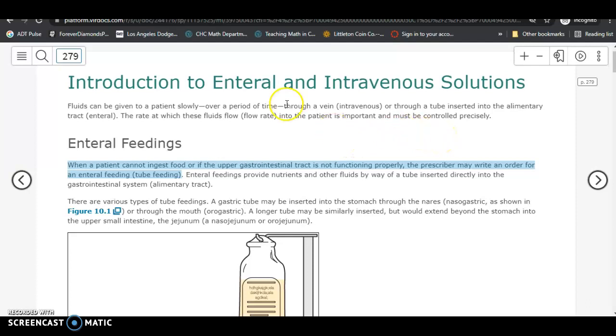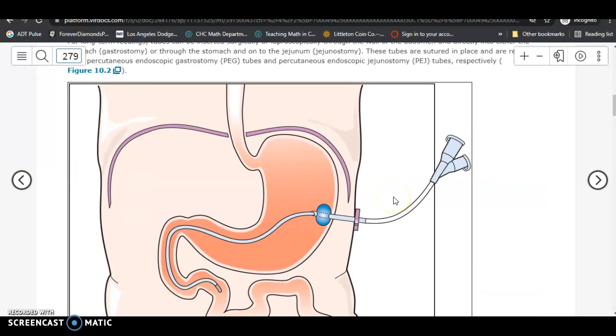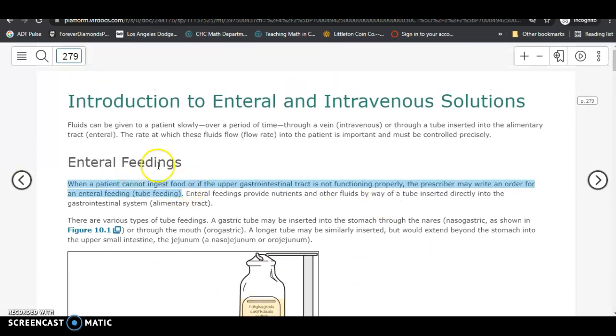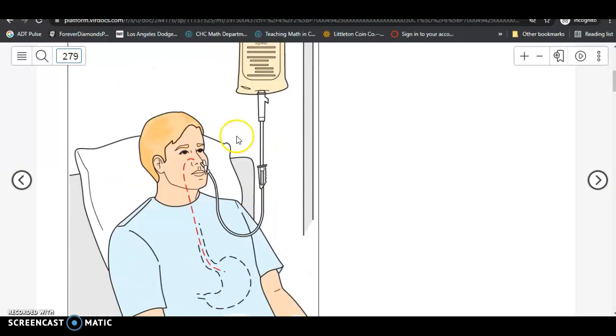When we refer to enteral feedings, those are given when a patient cannot ingest food, or if the upper gastrointestinal tract is not functioning properly. The prescriber may write an order for an enteral feeding, which is also known as a tube feeding. We won't discuss tube feedings as much, but we'll focus more on intravenous infusions. But if you want more information about enteral feedings or tube feedings, please see page 279.